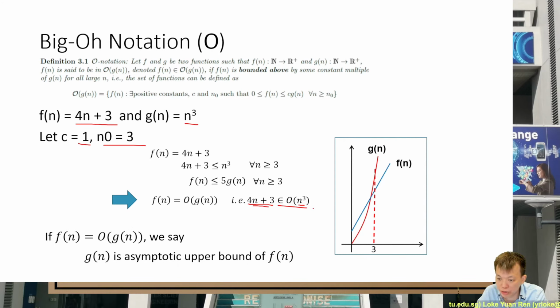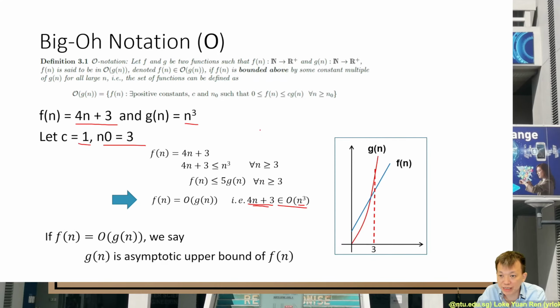In other words, I can also say that if f(n) is equal to O(g(n)), then g(n) is an asymptotic upper bound of f(n). It is an upper bound of f(n). It can be the same growth rate, or g(n) can have a higher growth rate, if you're using the big O notation.